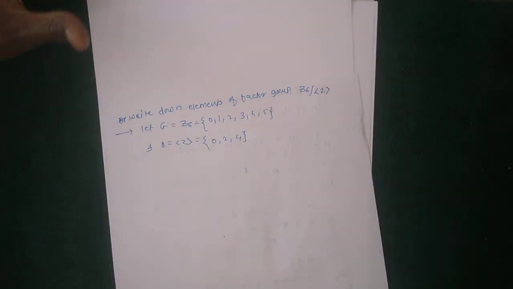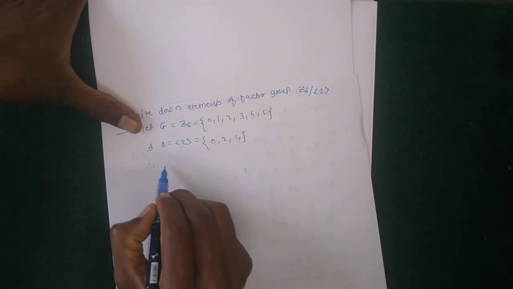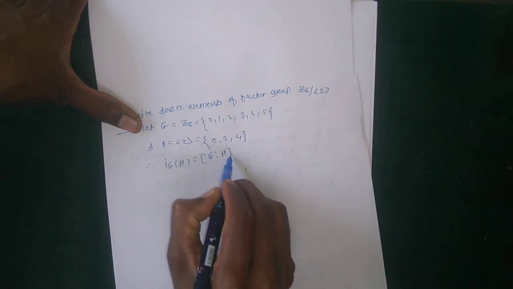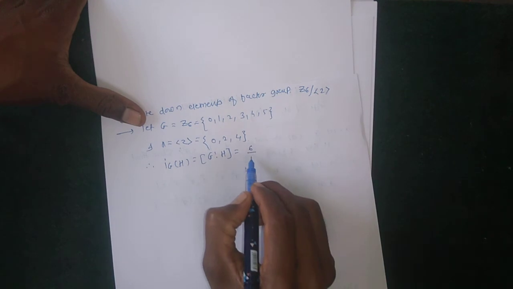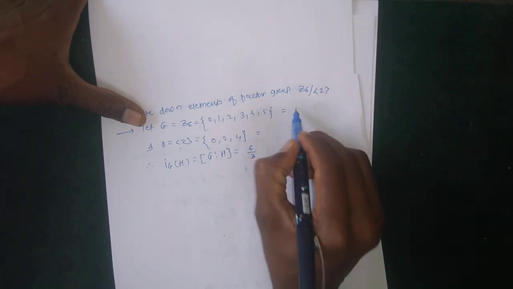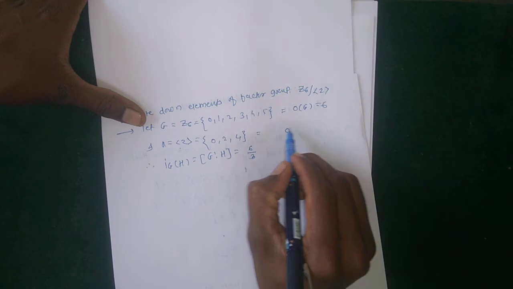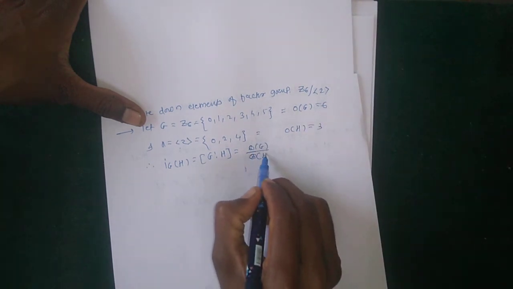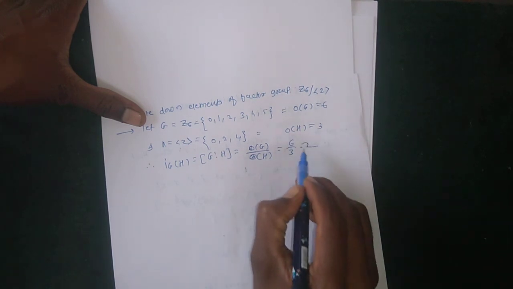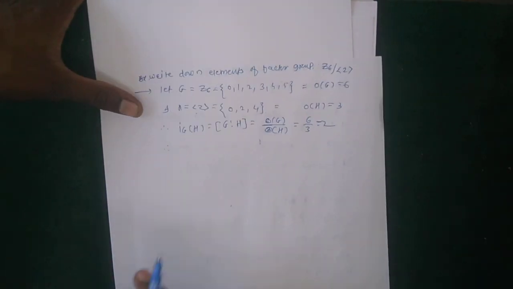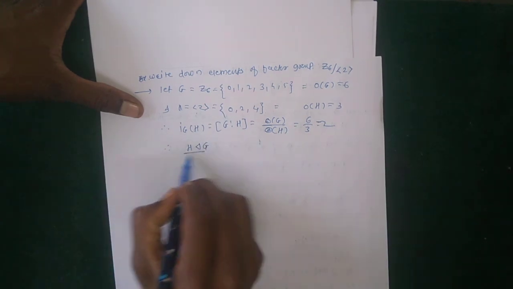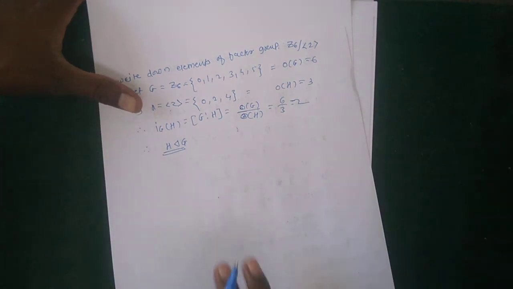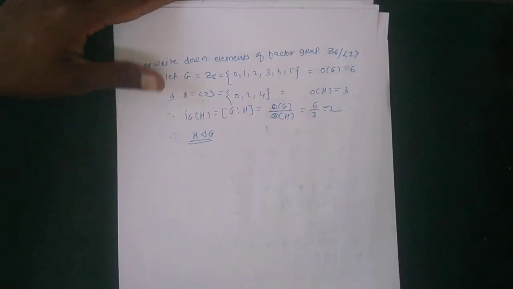Therefore the index of H in G is 6 by 3. The order of G is 6 and the order of H is 3, so the order of G divided by the order of H is equal to 6 by 3, equal to 2. Therefore the index is 2, which implies that H is a normal subgroup of G, okay. Now we find the elements of Z6 over the subgroup generated by 2, that is G over H, okay.